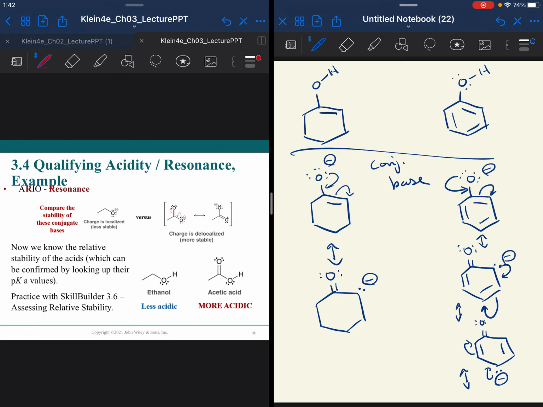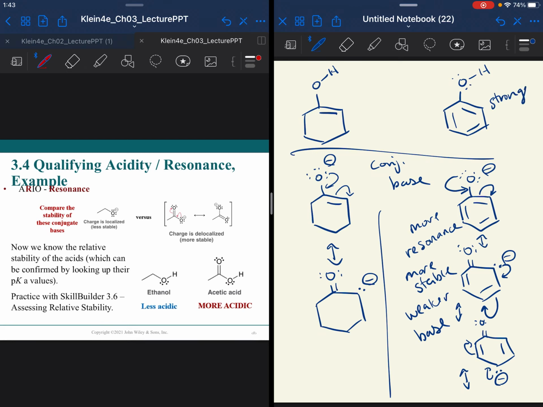They both experience resonance, but one has more resonance structures than the other, right? So on this side, we have more resonance. If resonance is stabilizing, more resonance structures are going to be more stabilizing. There's more atoms that can share the sort of the pain of that charge, right? The instability of that charge. So it makes it more stable. When it is more stable, what do we say? That makes it the weaker base. And the weaker base corresponds to the stronger acid.